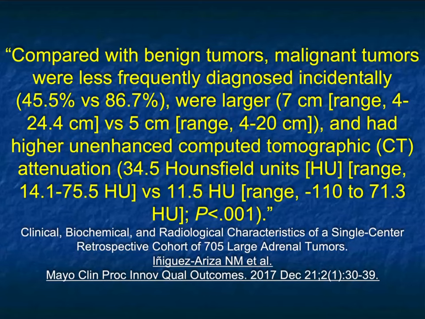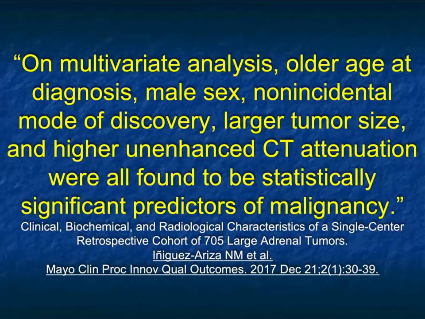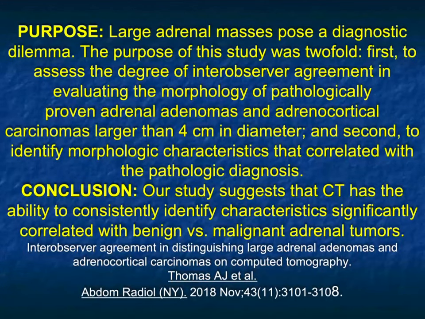Now, as I mentioned, malignant tumors were less frequently diagnosed incidentally. They were larger, had higher unenhanced CT values. That's the first time I've ever seen that discussed. But I think it's the sense the differential is because a lot of the lesions in this series were adenomas, a third of them, so they typically measure under 10 Hounsfield units. So I think that pushed the number downward. Older age, male sex, non-incidental mode of discovery. So again, the history is important in helping us think about individual lesions.